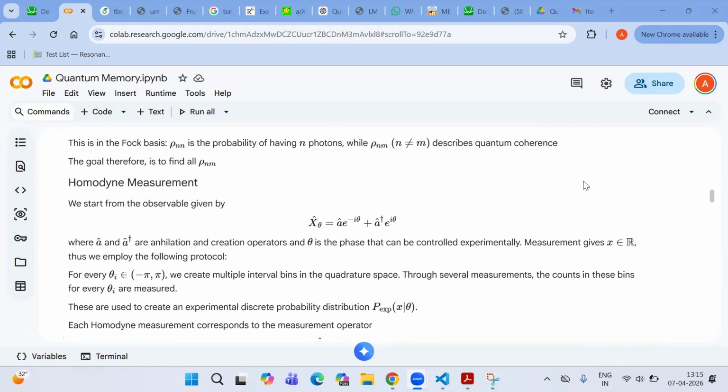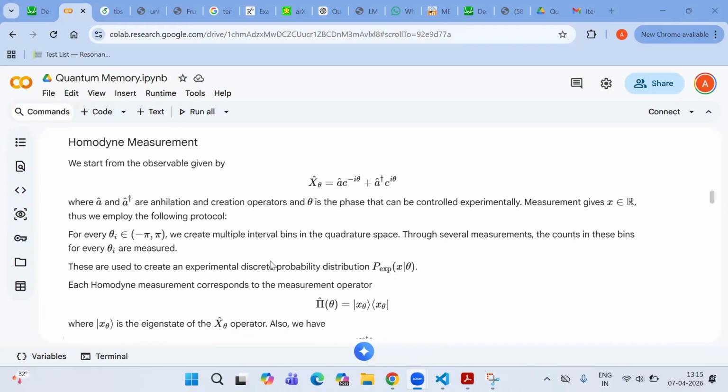Now, moving back to the homodyne measurement, we started from this particular observable, X theta, which is a e to the power minus i theta plus a dagger e to the power i theta. So a and a dagger here are, of course, the annihilation and creation operators. And theta is the phase of the local oscillator, which we control experimentally. Now, every measurement of this operator is going to give us some real quantity, small x.